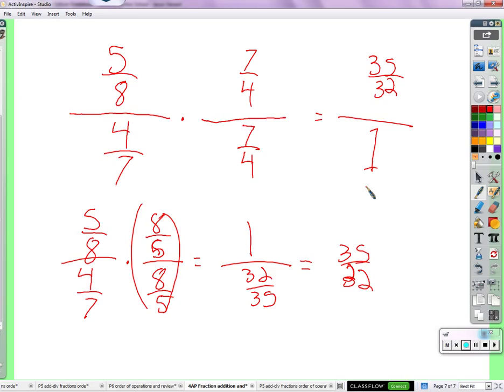Good. Well, subtraction is addition. Find a common denominator and subtract instead of add. Yes.